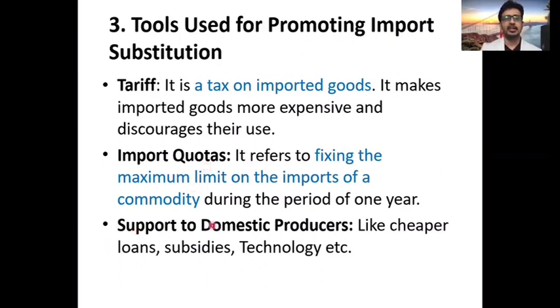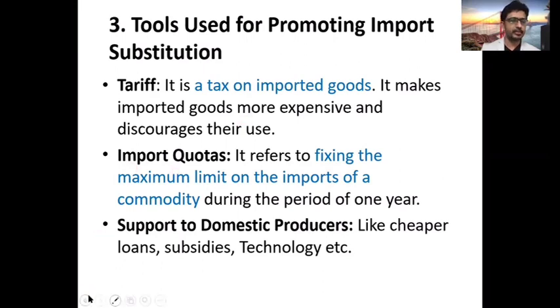Number 3, supporting the domestic producers. Now, in order to encourage the Indian producers to produce the substitutes of the imported goods, government tried to support them by providing them cheaper loans. That means loans at lower interest rates. Similarly, by giving various subsidies, technological support, etc. So these were the tools which were adopted by the government of India to promote the import substitution.